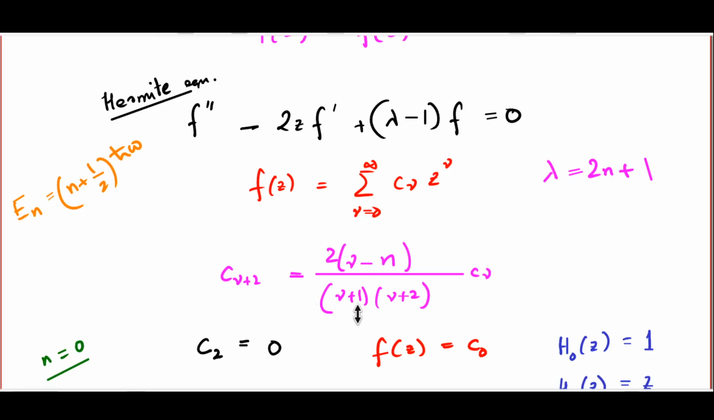Now, let us take a look at what happens to the function f of z for some choices of values of n. Remember, n is the largest non-vanishing power in this series now. So, of course, instead of being an infinite series, you have a polynomial.